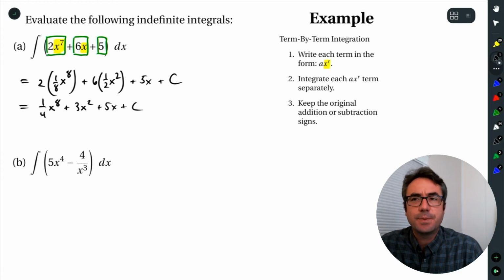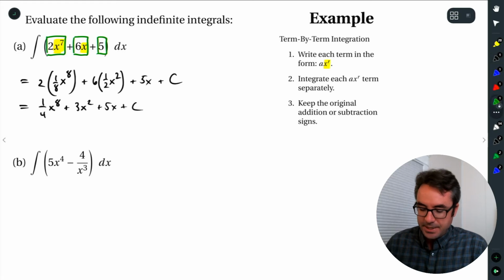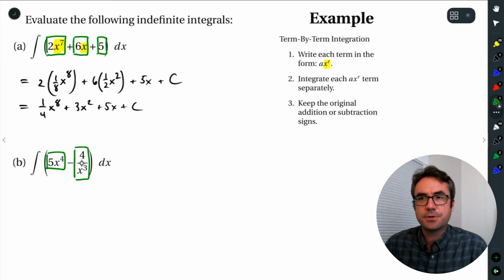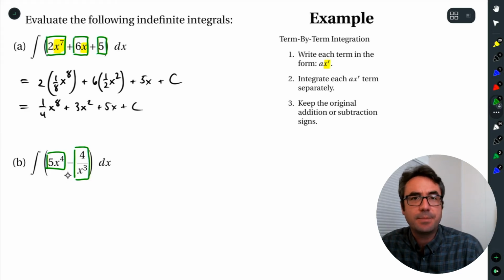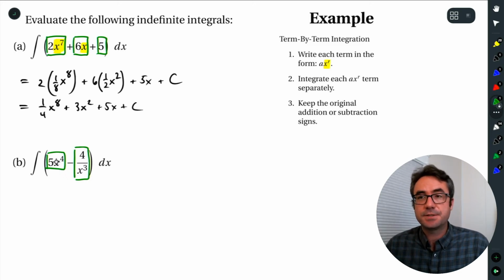All right, so that's how this term-by-term integration works. Let's try another one. 5x to the 4 minus 4 over x cubed. Now, when we look at this, I'm seeing two terms. Here's my first term, here's my second term, and they're separated by a subtraction sign. So I'm just going to go term by term and integrate each of these.